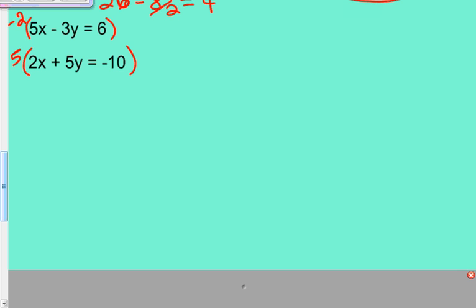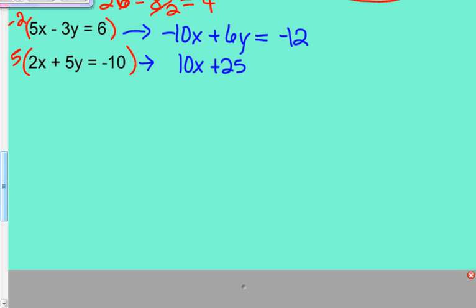Now I'm going to do it crossways again. So negative 2 times 5 is negative 10x. Negative 2 times negative 3 is a positive 6y. And negative 2 times 6 is negative 12. We'll do it on the bottom. It becomes a positive 10x, a positive 25y, and then a negative 50.